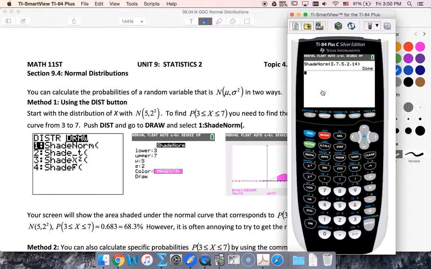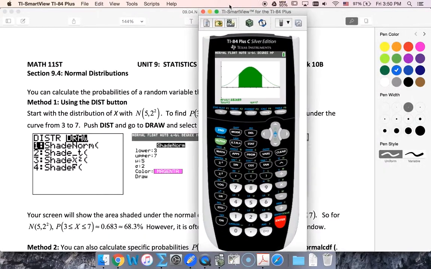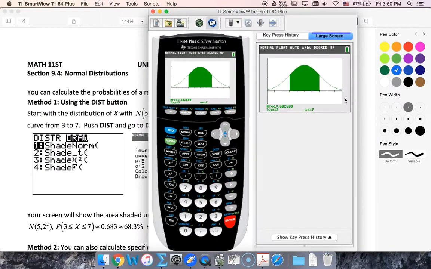So I'm going to go back to quit. Notice that when I did that shade norm, it filled that in. So I can just go up and highlight again, and now hit enter. And this is a much nicer picture. But the picture doesn't actually matter. What matters are my values down here. So I'm going to make this bigger so we can see it.